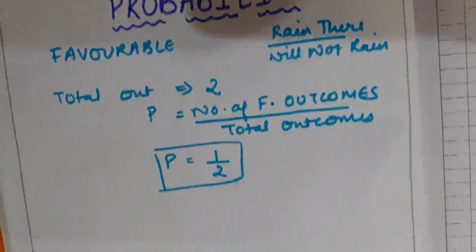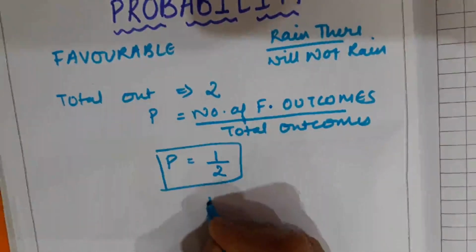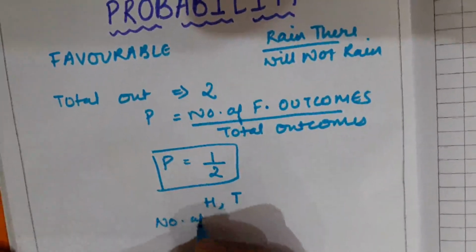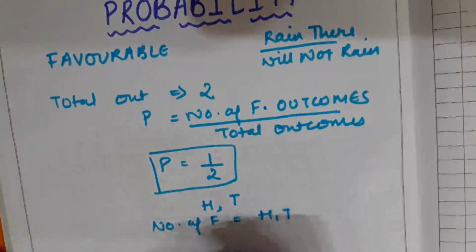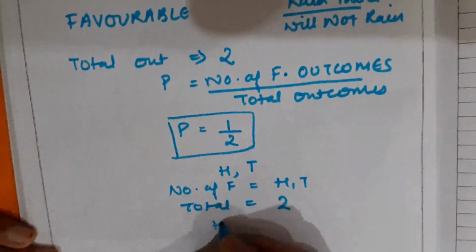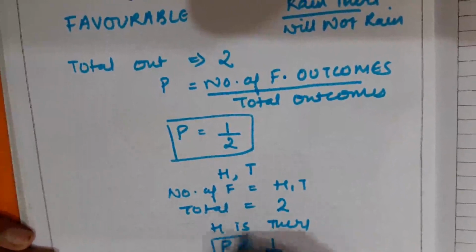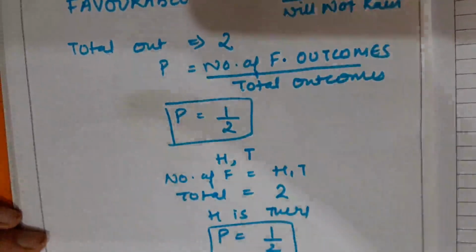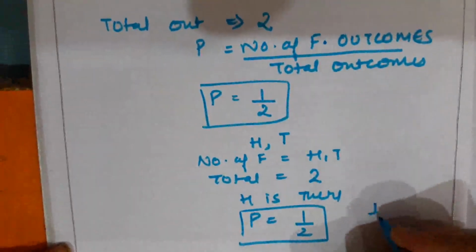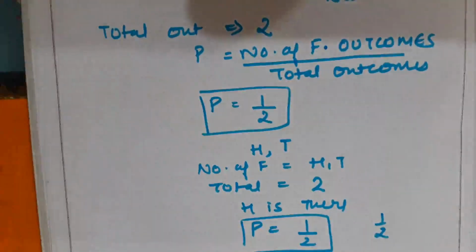Let's take one more example. If I take the example of a coin, if I toss the coin, two options are there, whether it comes head or it can come tail. Total outcomes will be 2. So if I'm saying head is there, the probability will be 1 upon 2. You will get this probability. If I am saying tail is there, what probability will you get? You will get 1 by 2 only. So I have discussed only two total outcomes.